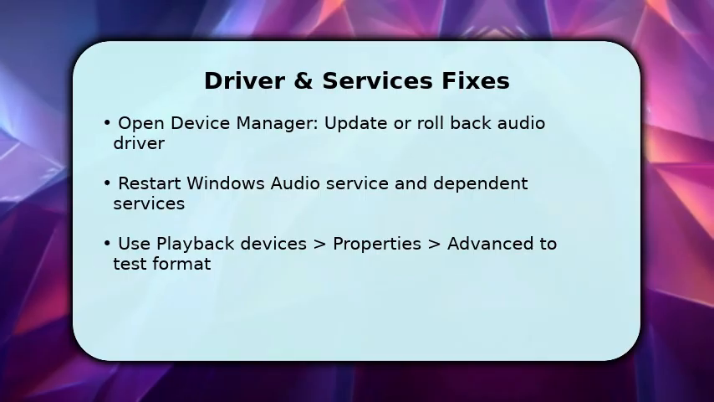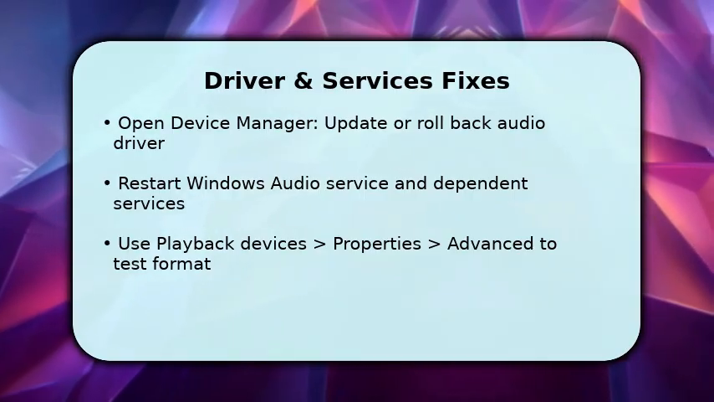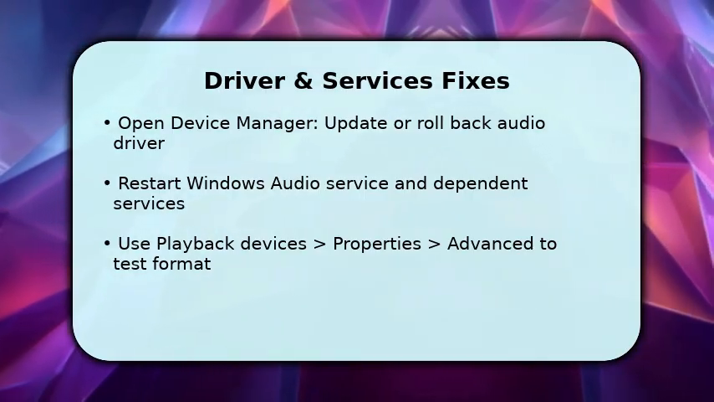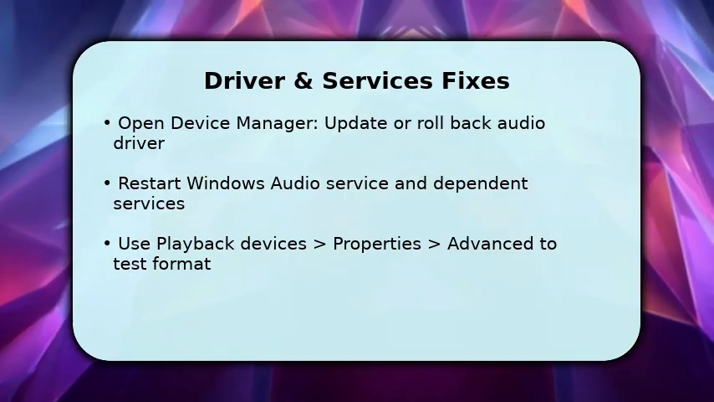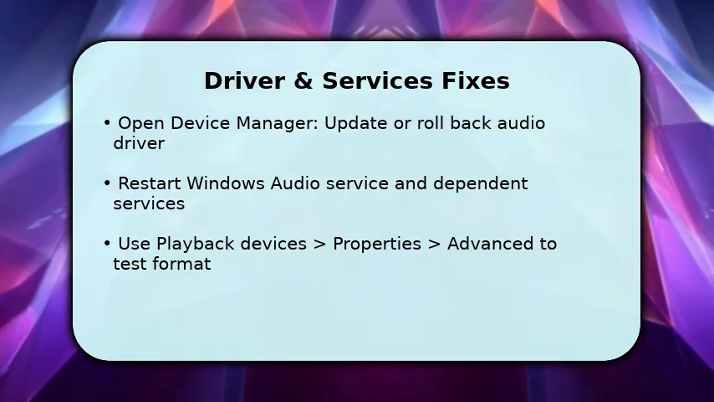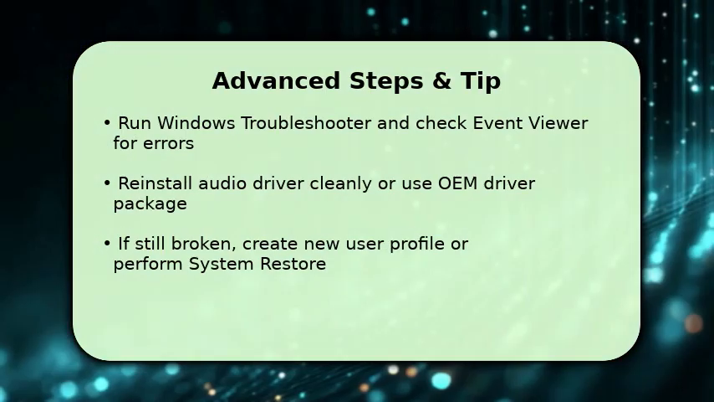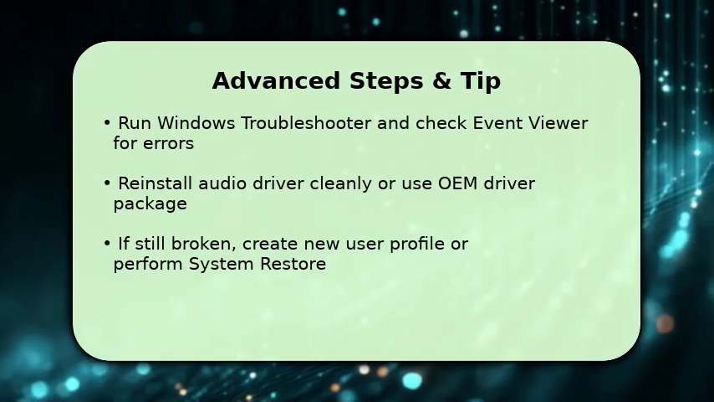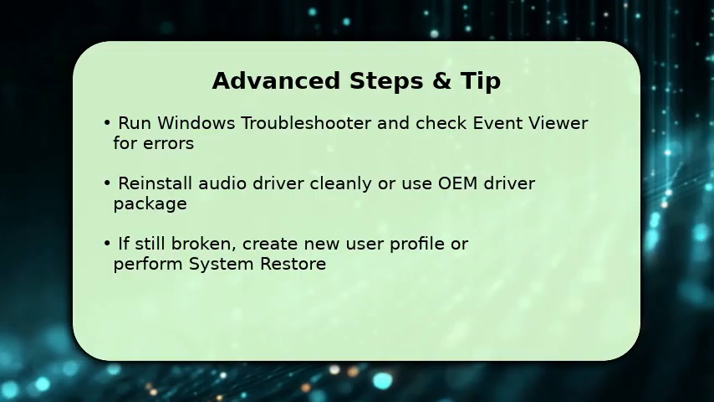Finally, open Playback Devices, select your device. Go to Properties, Advanced, and test different sample rates to rule out format conflicts. For final resolution, run the built-in Playing Audio Troubleshooter. It automates common fixes and points to errors you can act on.